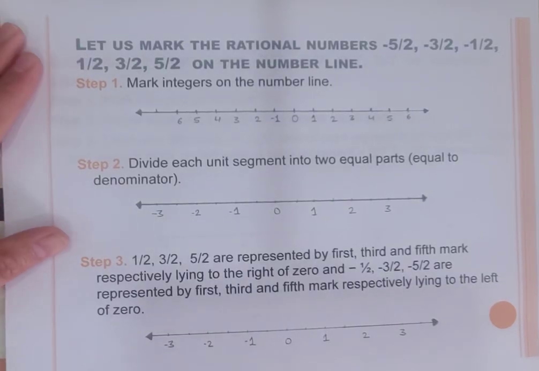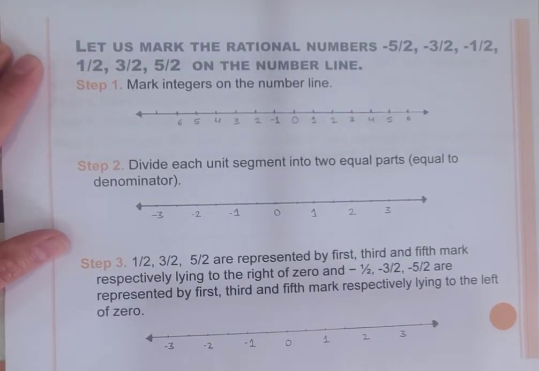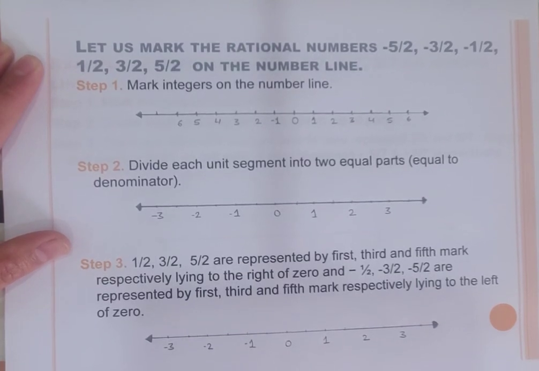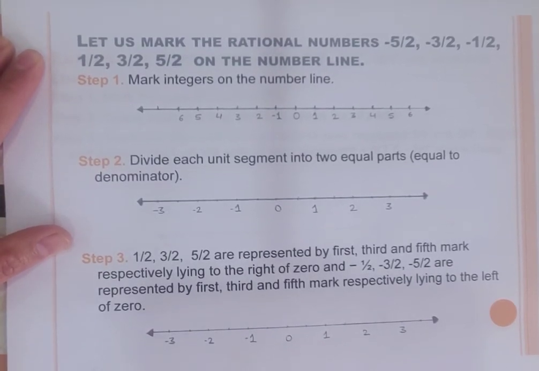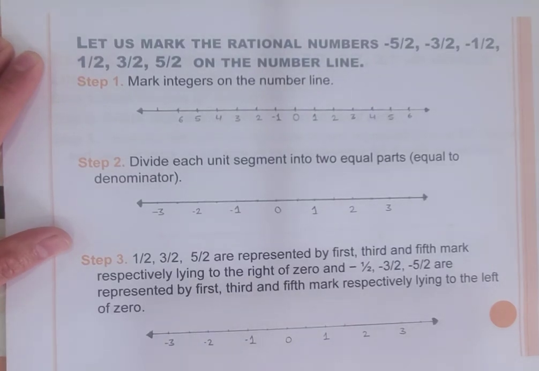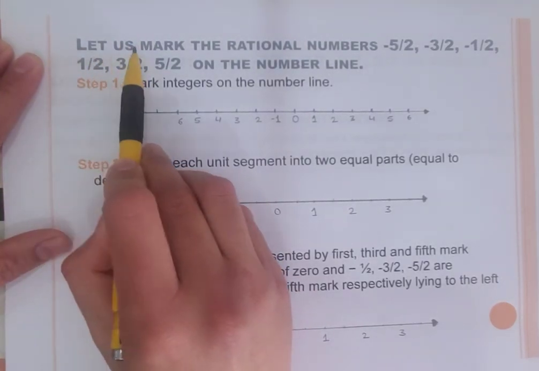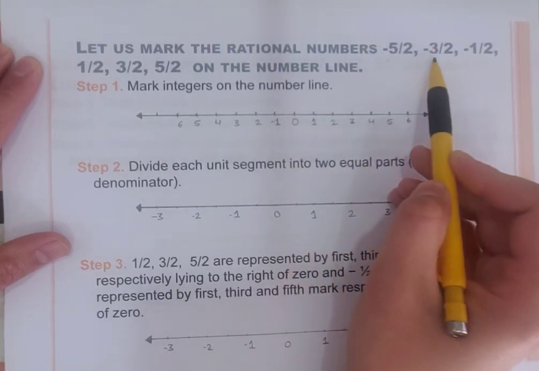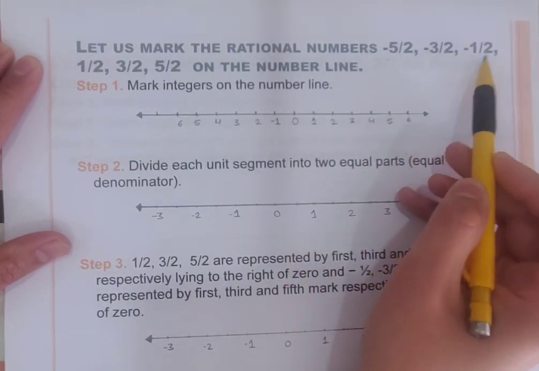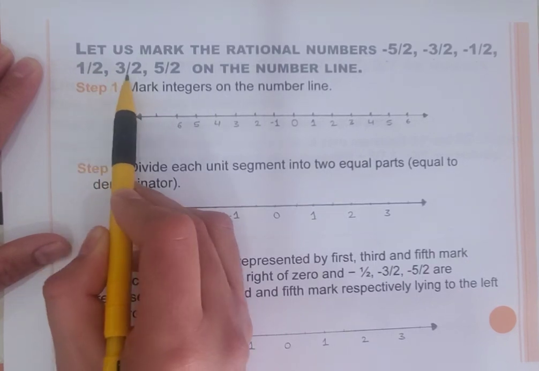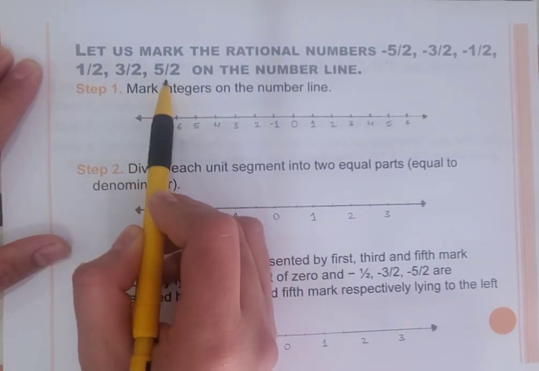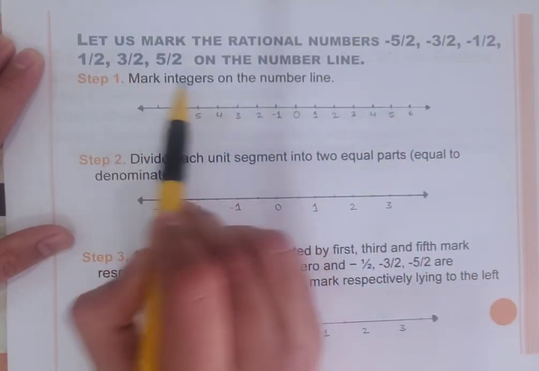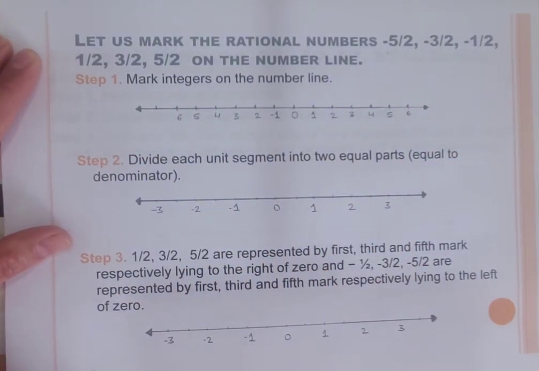So to draw the rational numbers on a number line, we will see one example, and by example I will show you step by step how to represent the rational numbers on a number line. For example, let us mark the rational numbers minus 5 by 2, minus 3 by 2, minus 1 by 2, 1 by 2, 3 divided by 2, 5 by 2 on the number line. All these rational numbers we have to put on the number line.